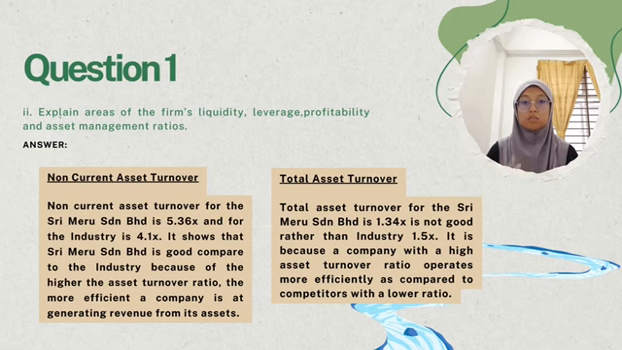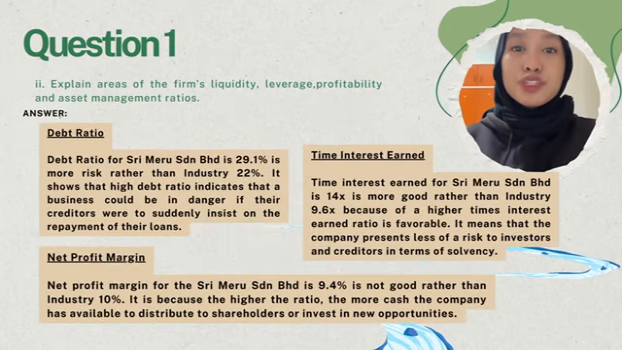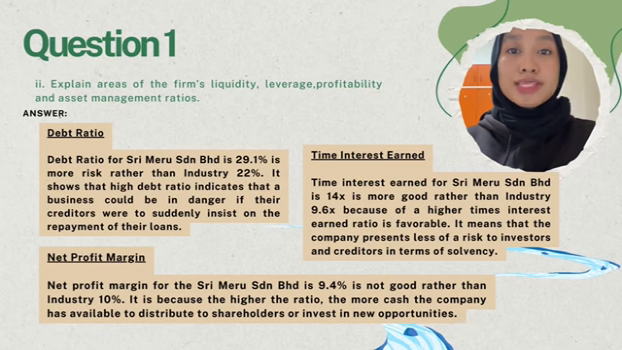For the fifth, total asset turnover. Total asset turnover for the Sri Meru Sdn Bhd is 1.34. It's not good compared to the industry, which is 1.5. It is because a company with a high asset turnover ratio operates more efficiently as compared to competitors with a lower ratio. Debt ratio. Debt ratio for Sri Meru Sdn Bhd is 29.1%, which is more risky than the industry 22%.